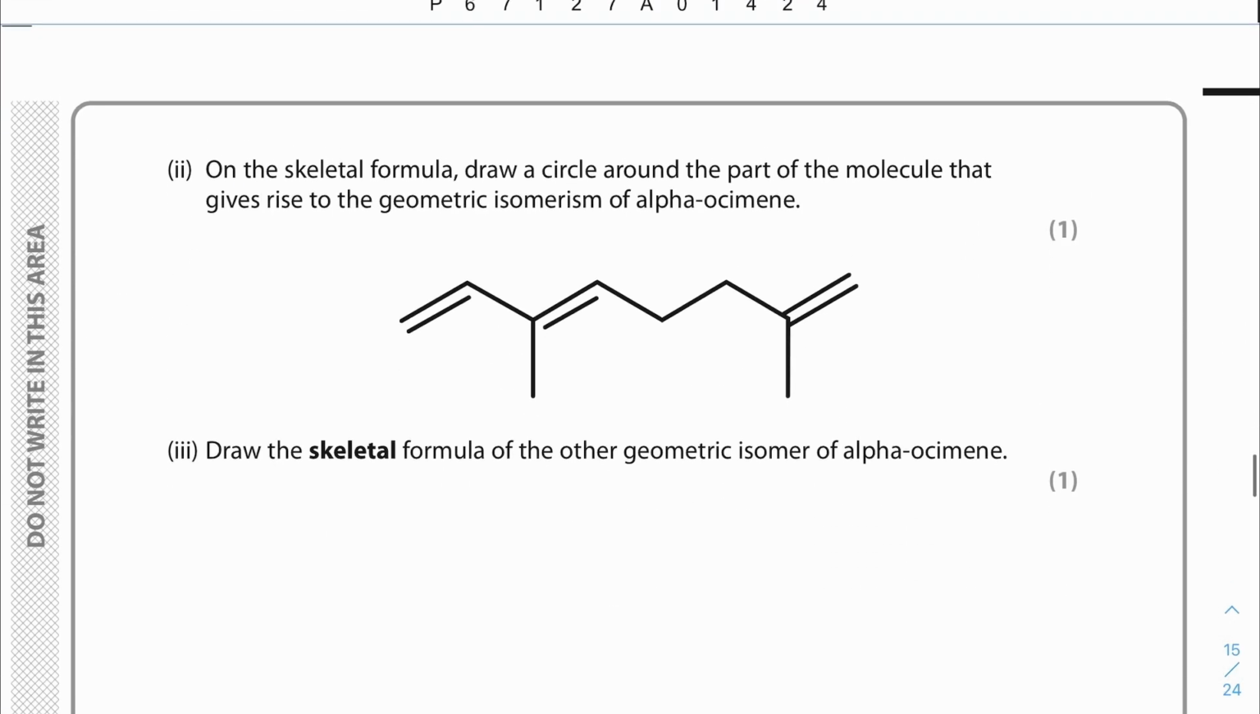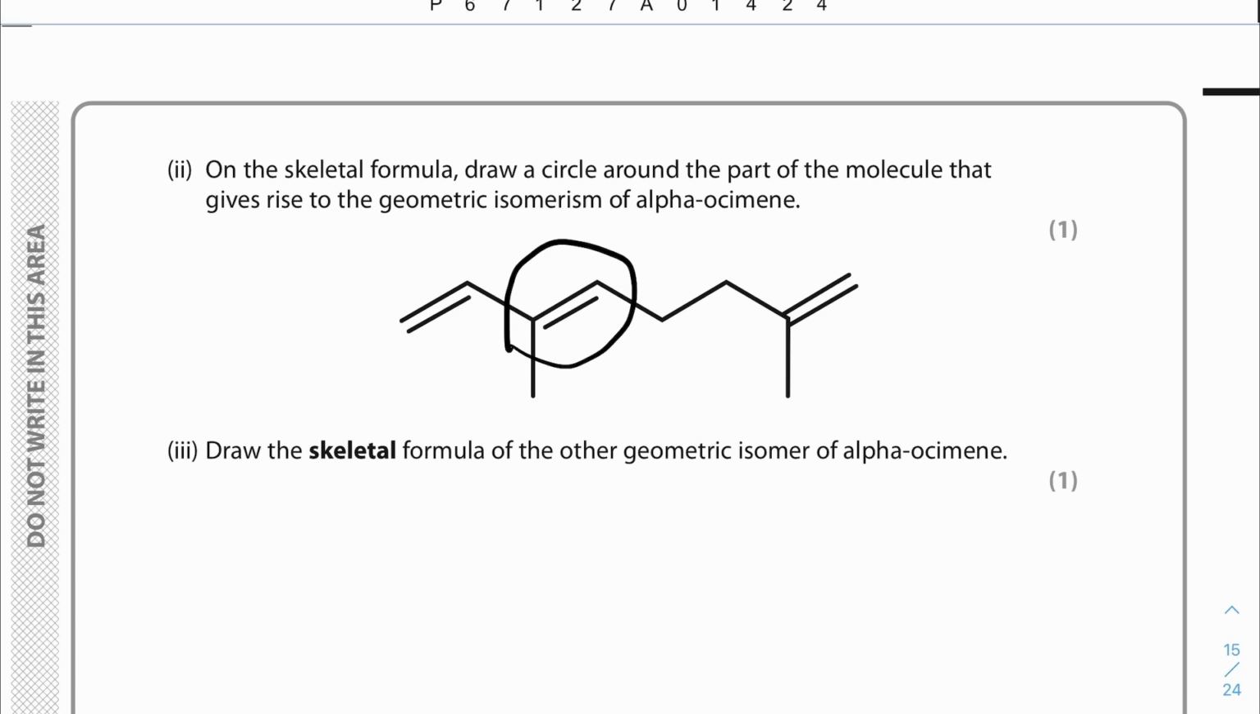Alright, so on the skeletal formula, draw a circle around the part of the molecule that gives rise to the geometric isomerism of alpha oximine. Now this at the end here cannot be a geometric isomer, because it has the same hydrogen on either end of the double bond. So this cannot be it, and for the same reason this can also not be it. So logically this has to be the answer. So when we circle it, make sure to circle the middle one over here.